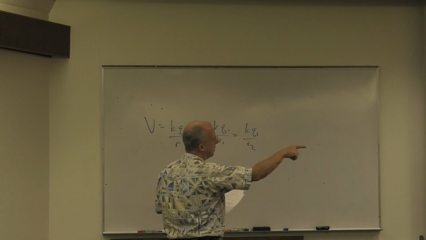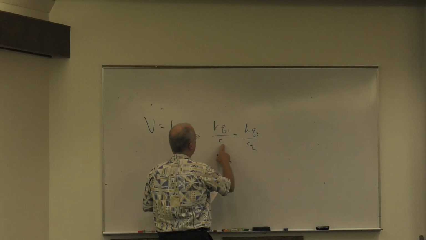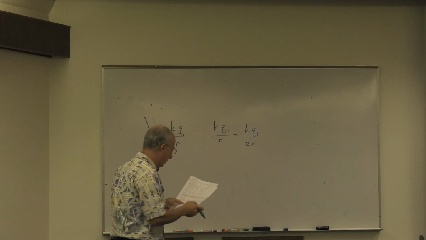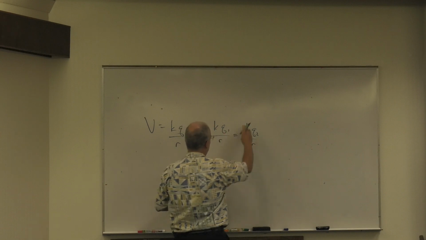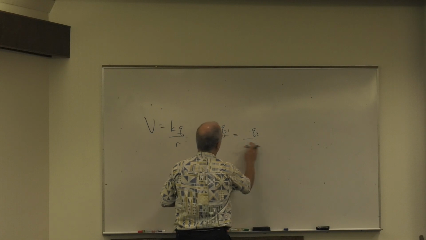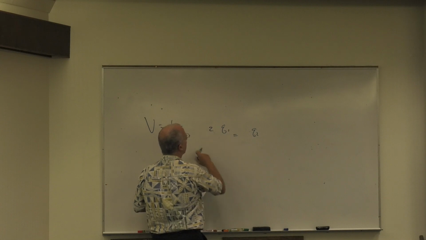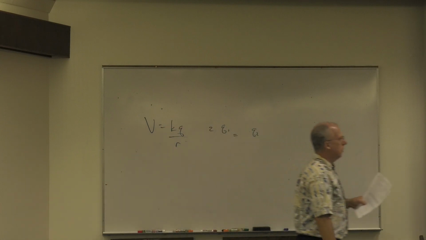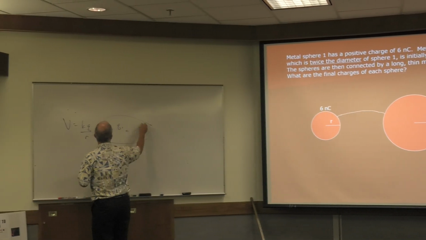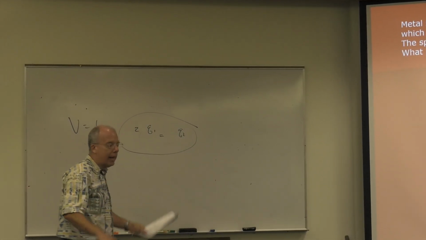All right, but it says that R2 is 2R1, right? I guess I should just say that. All right, so there. Okay, so therefore, get rid of the K's. Multiply top and bottom by 2R, divide by the R. So what does that say? It says Q2 equals 2Q1. So the charge here has to be twice the charge there. So Q2 is 2Q1.